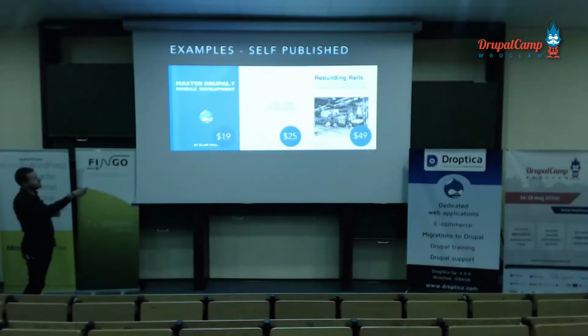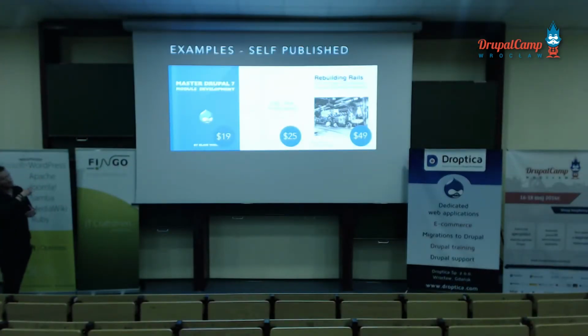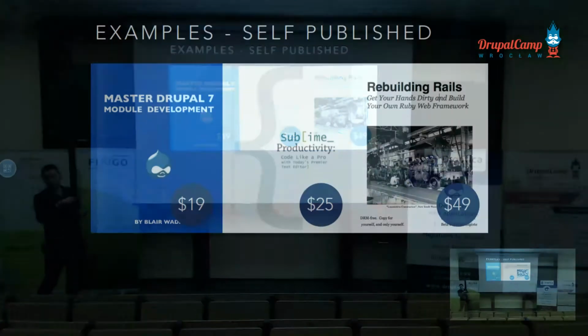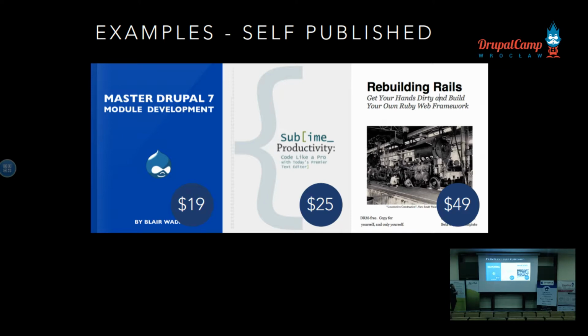So this is just a few examples of a range of prices. The first one is my book, which is $19, which is probably too cheap. So you should probably buy it now before I put the price up. The second one is a book called Sublime Productivity, which is $25. And the third one is a book called Rebuilding Rails, which is $49. All three books were published around the same time. So that's quite a good benchmark for the kind of pricing that you should be aiming for.